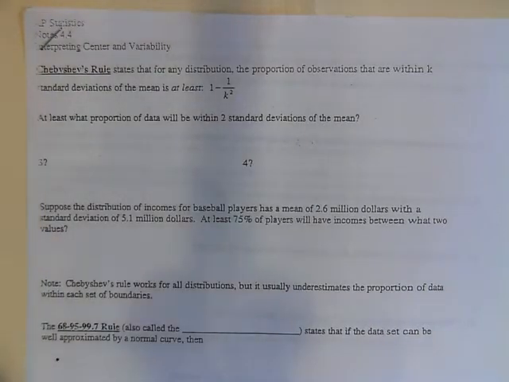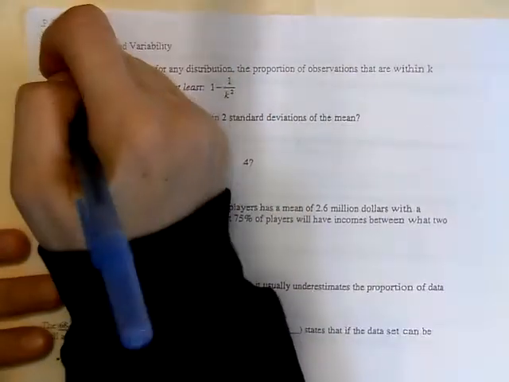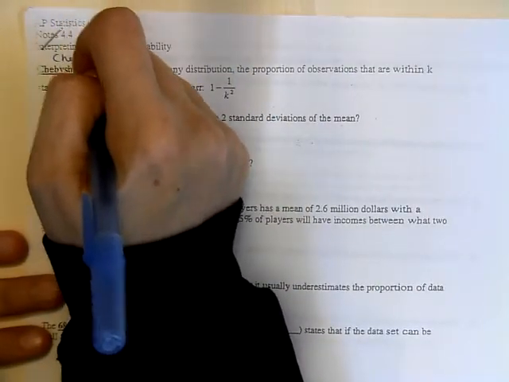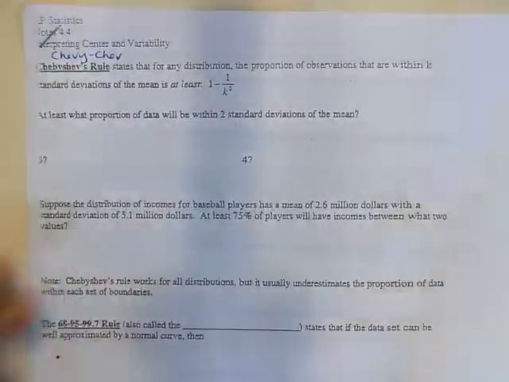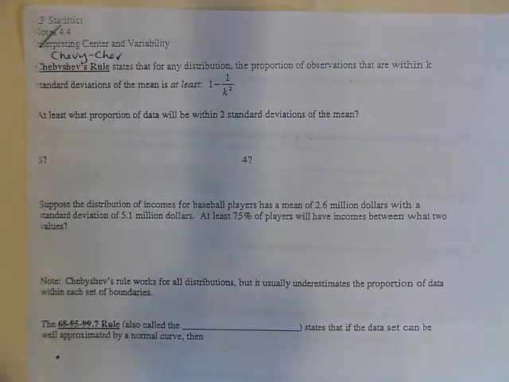Okay, so with 4.4, we're really going to get more into center and variability in normal distributions. You may have seen some of this already. The first one is called Chebyshev's rule. Chebyshev's rule states that for any distribution, the proportion of observations that are within k standard deviations is at least 1 minus 1 over k squared.